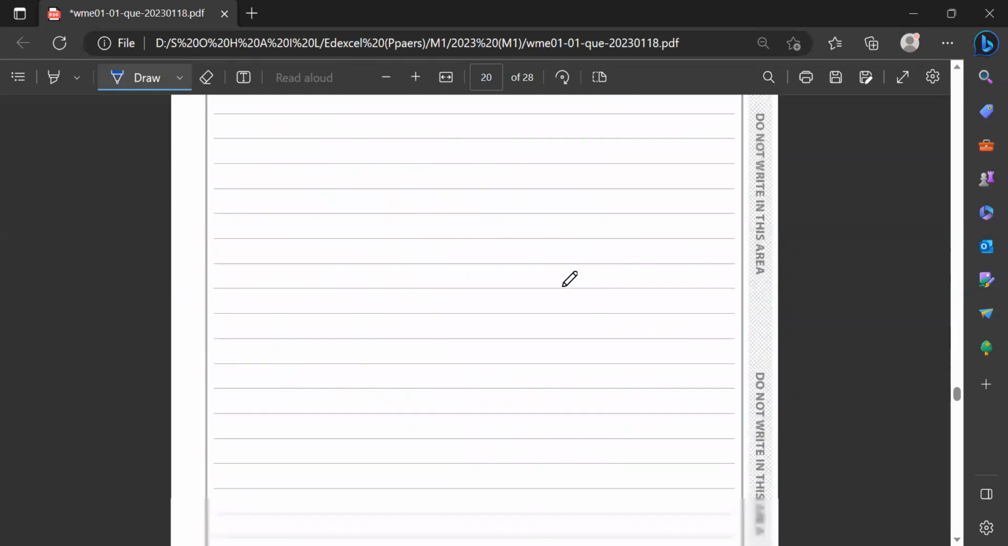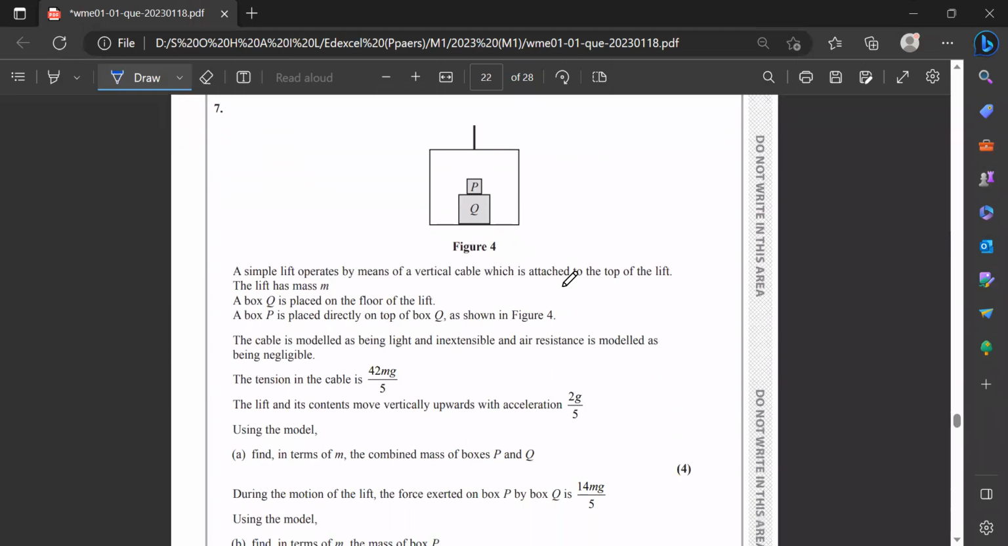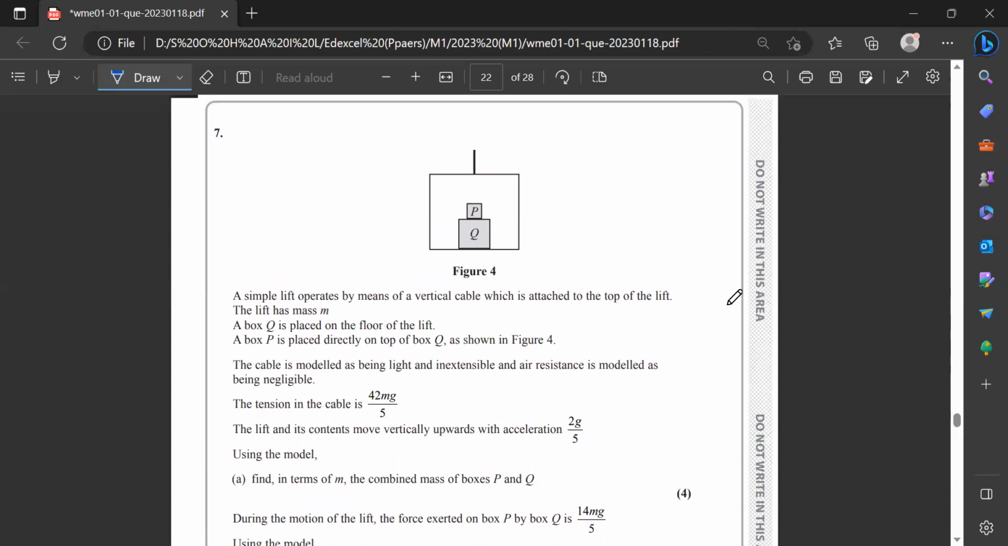Next question, second last question, important question. A simple lift operates by means of a vertical cable which is attached to the top of the lift. The lift has the mass m, small m. A box Q is placed on the floor of the lift. A box P is placed directly on the top of Q, as in figure 4. The cable is modeled as being light and inextensible, and the air resistance is modeled as being negligible. The tension in the cable is 42mg over 5 newtons.